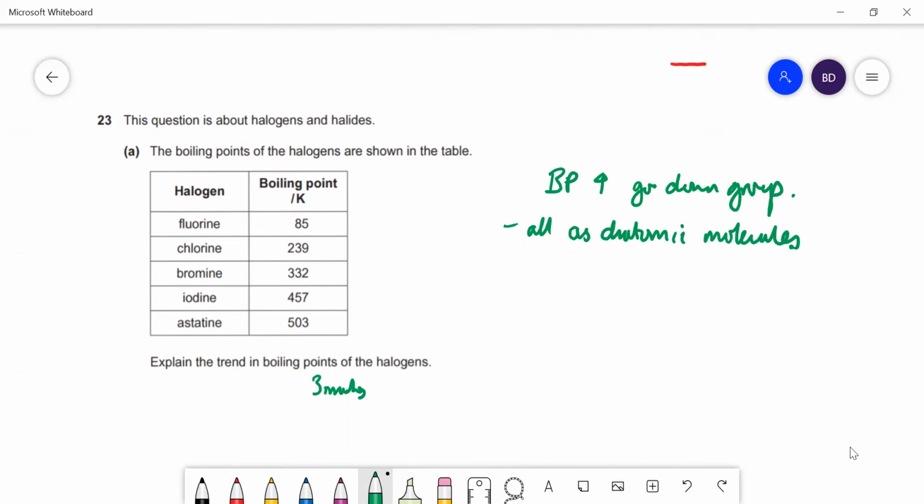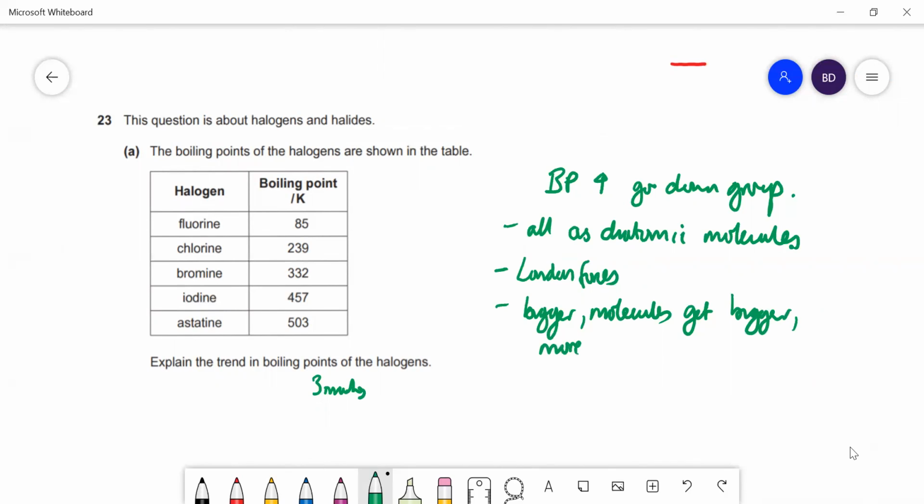So you're not going to get any permanent dipoles. You're obviously not going to get hydrogen bonding as the intermolecular force. So the only intermolecular force you're going to get are London forces. And I think you need to say these get bigger as the molecules get bigger, got more electrons and more points of contact.